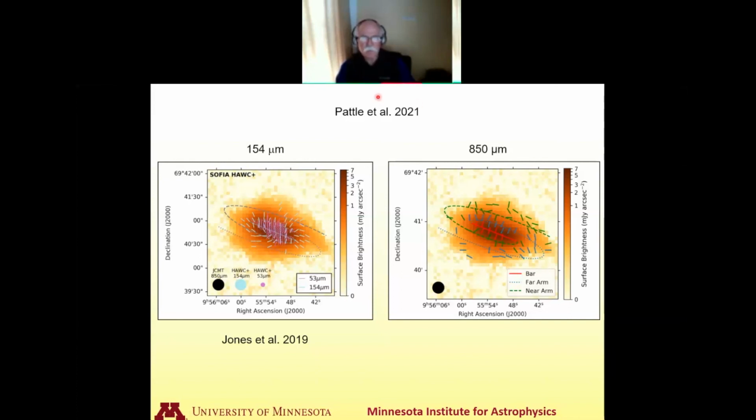Now, Patel et al. observed at 850 microns, which is a longer wavelength and sensitive to cooler dust. And the disk is full of the cool dust, and the far infrared measures the hot dust. And you can see right here that the hot dust dominates along that line of sight, but over here you can see that the cool dust dominates, and you pick out what might be a spiral structure.